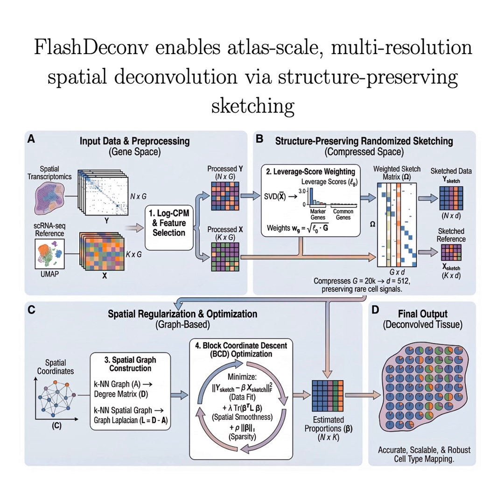Why log CPM? It was purely for speed and stability. Log CPM has what's called a bounded norm. In simple terms, it puts a ceiling on how massive any single gene's expression value can be. And that matters because it prevents these extremely high expression but very common housekeeping genes from mathematically dominating the whole compression process. And that's essential for the core engine, this structure-preserving randomized sketching.